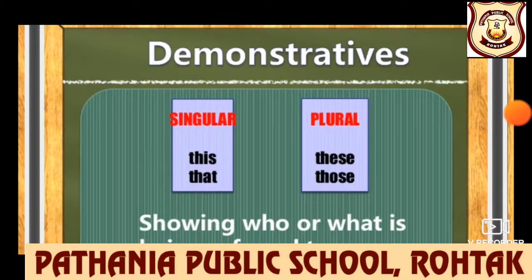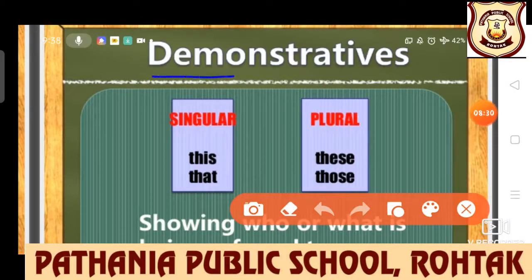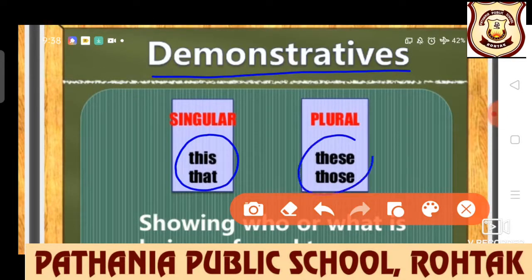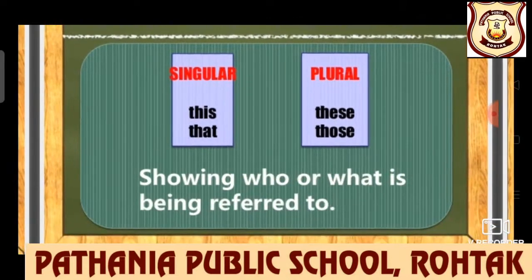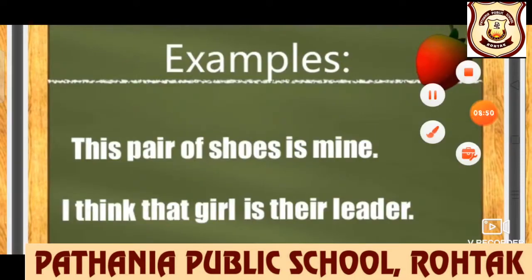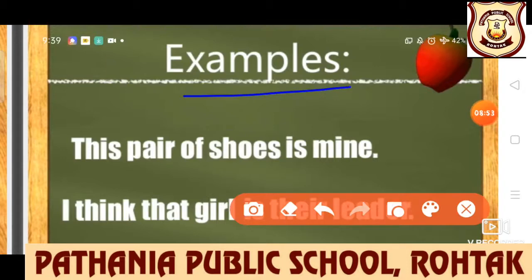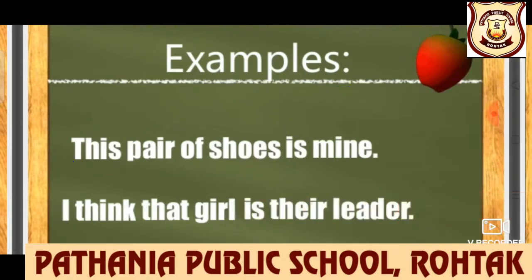Next type is demonstrative determiners. In demonstratives, you need to remember only these four words. Two are singular, two are plural: this, that, these, those, and they always show who or what is being referred to. Examples: This pair of shoes is mine. I think that girl is their leader. Here, this and that are demonstrative determiners.